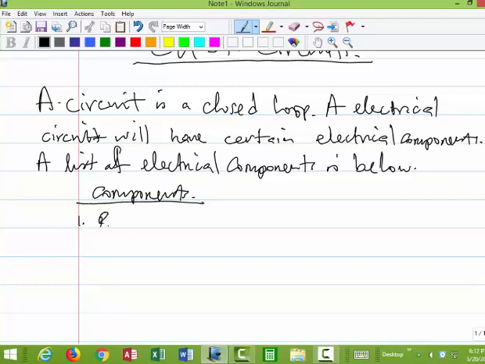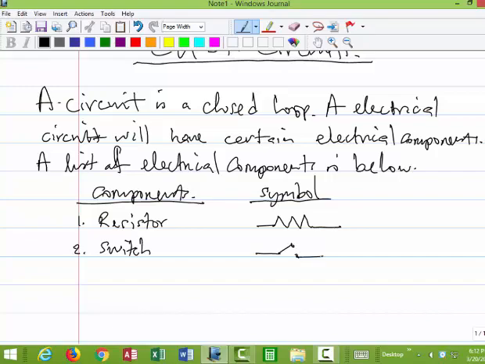We have one, resistors, or a resistor, and I'll list the component and its symbol. So resistors will have the following symbol like that, and then we can have a switch. Typically, a switch will look something like that. Let's say we have a capacitor. Capacitors will be represented as parallel lines that are equal that way.